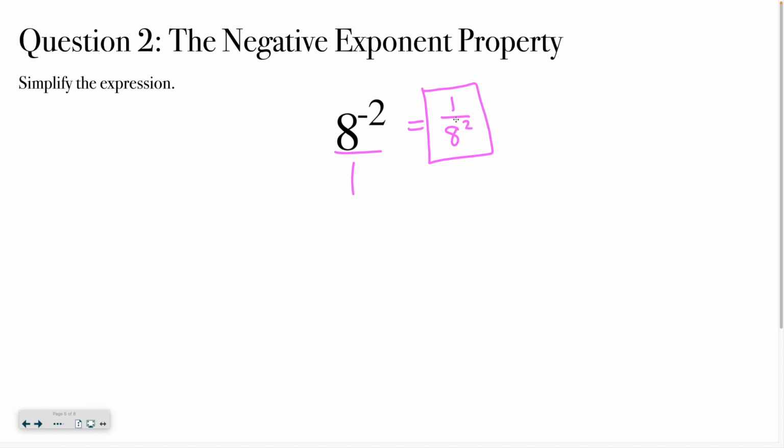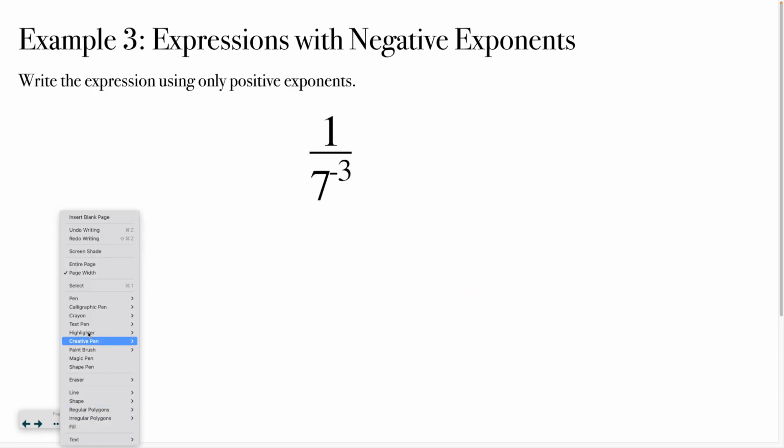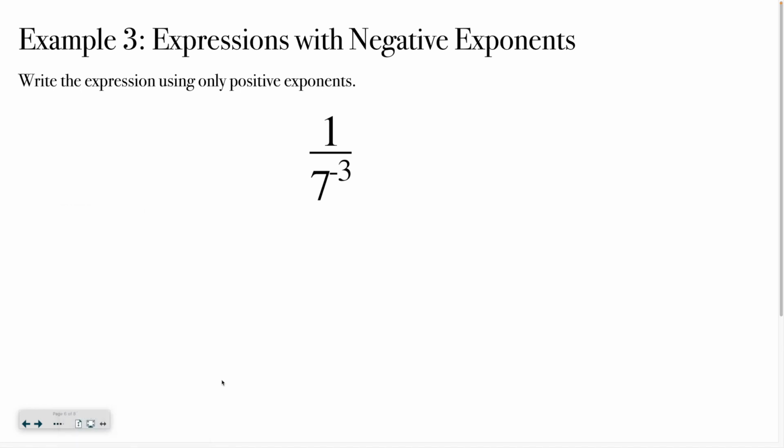So simplifying the expression, your answer should be 1 over 8 to the second. If I had asked you to evaluate, which I did not, but just good practice, 8 to the second is 64. So my answer would be 1 over 64. All right, now let's talk through this right here.